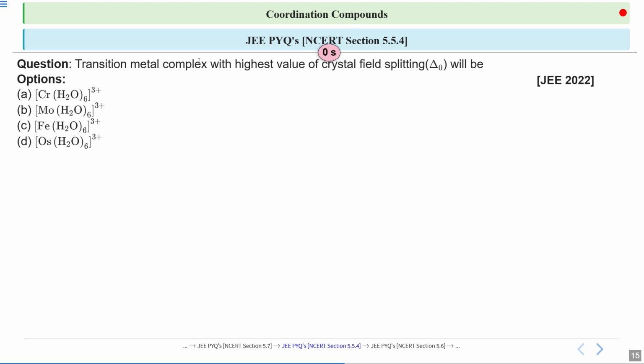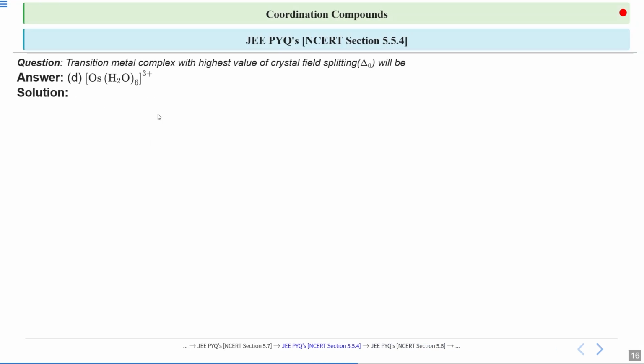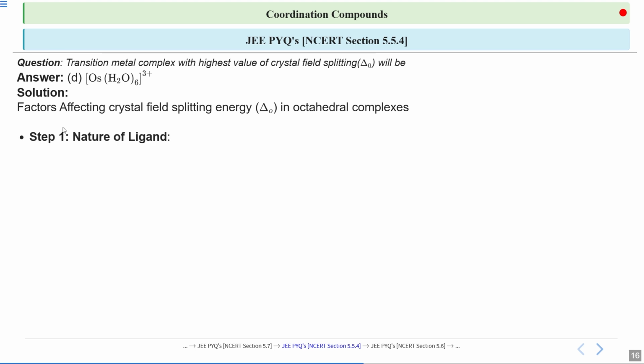Okay, let's see. For this given question, the correct answer is option D, that is [Os(H2O)6]3+. So what are the factors that we are going to focus on which affect the crystal field splitting energy for any octahedral complex? First is the nature of the ligand. Basically it is either a strong field or a weak field. Strong field ligands cause greater splitting than weak field ligands. This we all know, right?